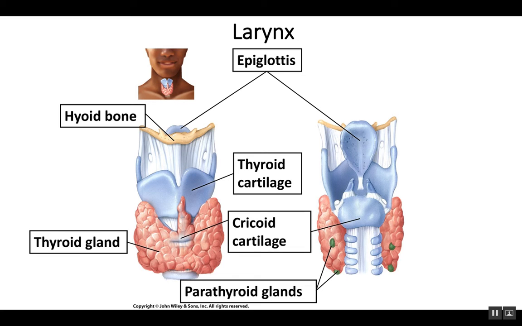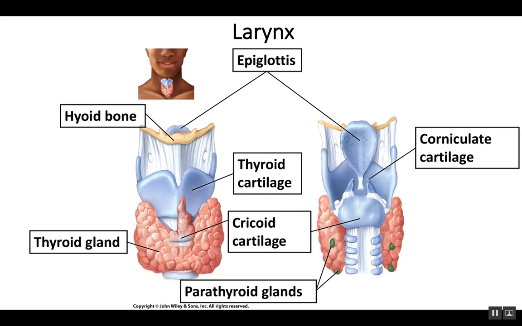The cricoid cartilage is the only cartilage that completely surrounds the lumen of the respiratory tract. You'll notice that the thyroid cartilage is more anterior. The cricoid cartilage is anterior as well as posterior, so it completely surrounds that lumen.